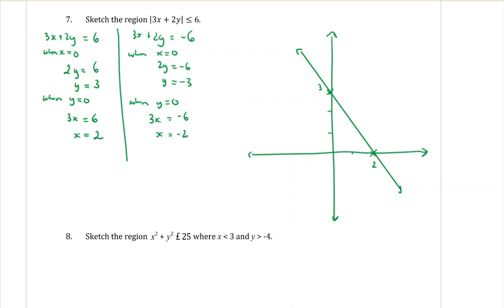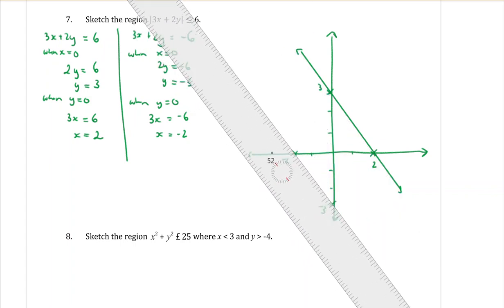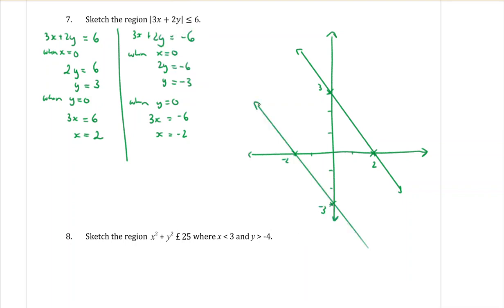All right, so let's plot that. Y equals minus 3, 1, 2, 3, and x equals negative 2. So they should be two parallel lines like that. Oh, that's a little bit wobbly, but they should be parallel. Whereabouts am I going to shade?